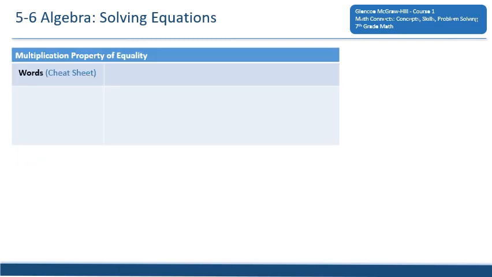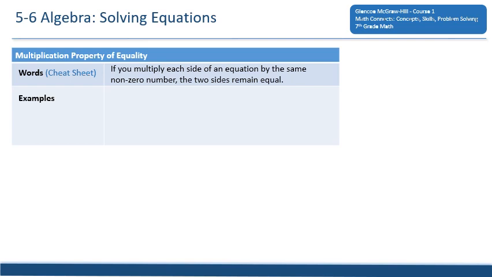Multiplication property of equality. In words, if you multiply each side of an equation by the same non-zero number, the two sides remain equal. I had you write these on your cheat sheet, the same exact things, because I really want to drive home the point that if you do the same thing to both sides, then your equation will remain equal. But you have to do the same thing to both sides in order for that to happen.